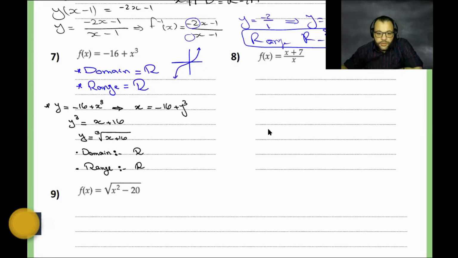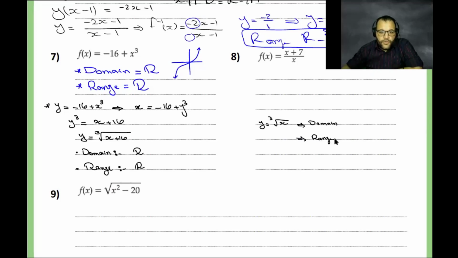If you have a function y equals the cubic root of x, what is the domain for this function? R. Why R? Because it's a cube root, so we can accept negative values inside. Yes, that's the point. Because now you have a power of 3. Any odd power, not even.